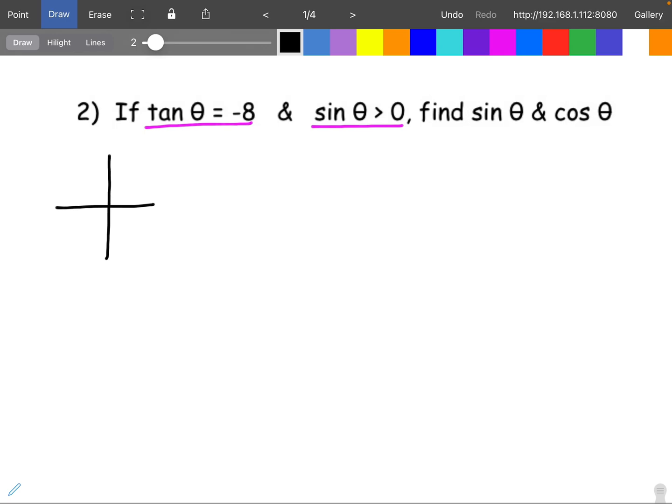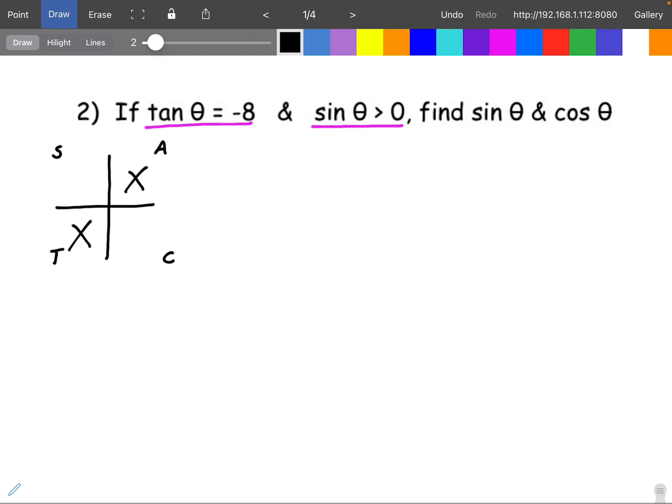So let's think about our 4 quadrants. Remember, in the first quadrant, all 3, sine, cosine, and tangent, are going to be positive. In the second quadrant, only sine is positive. In the third quadrant, only tangent is positive. And in the fourth quadrant, only cosine is positive. So then, if tangent theta is going to be -8, well, everything is positive in the first quadrant, so it cannot be there. Tangent would also be positive in the third quadrant, so it can't be there because our tangent is negative.